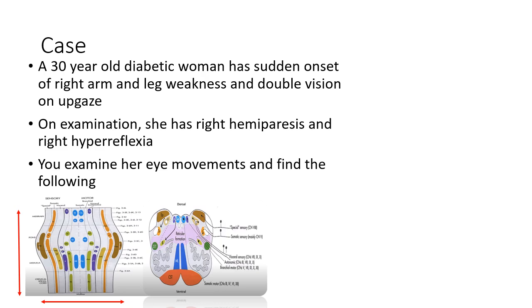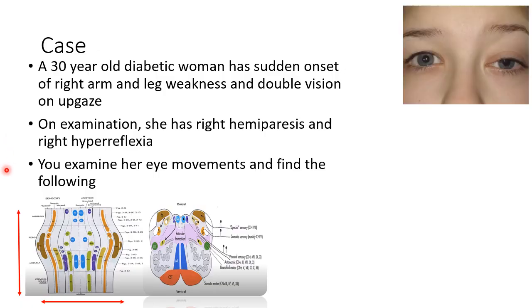So we'll kick off this cranial nerve with a case study. We've got a 30-year-old diabetic woman who has sudden onset of right arm and leg weakness and double vision on upgaze. On examination, she has right-sided hemiparesis and right hyperreflexia.